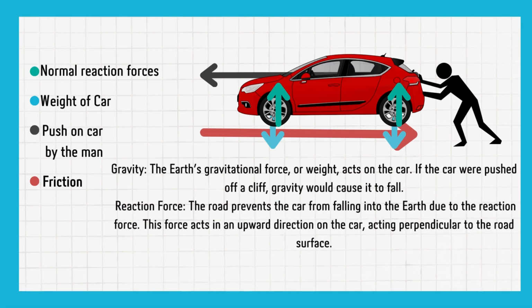Gravity. The Earth's gravitational force, or weight, acts on the car. If the car were pushed off a cliff, gravity would cause it to fall. Reaction force. The road prevents the car from falling into the earth due to the reaction force. This force acts in an upward direction on the car, acting perpendicular to the road surface.